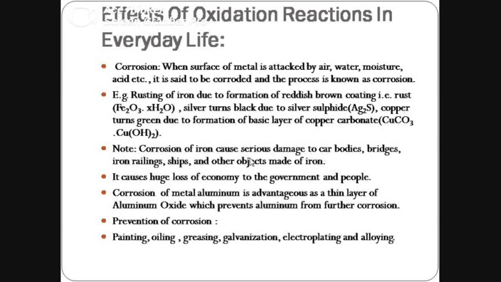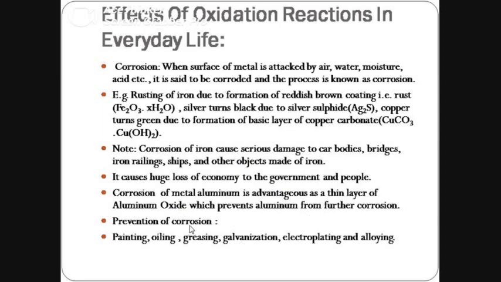Now children, corrosion of iron causes huge loss of economy to the government and the people, because iron is used in making car bodies, bridges, railings, ships' bodies, and various other purposes. It is widely used in the construction of buildings, malls, etc. So corrosion of iron is a serious problem. Now children, corrosion of the metal aluminium is advantageous. Remember, for iron it is a serious problem, but for aluminium it is advantageous because it forms a thin layer of aluminium oxide which prevents aluminium from further corrosion.